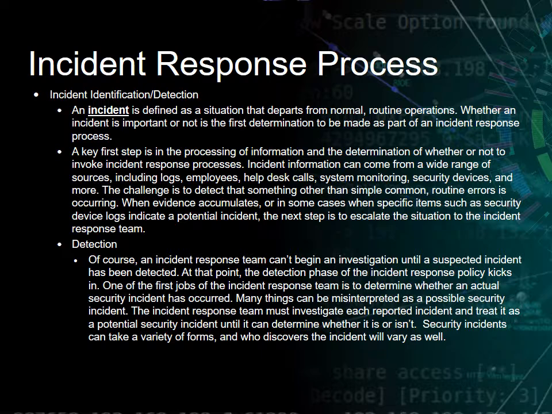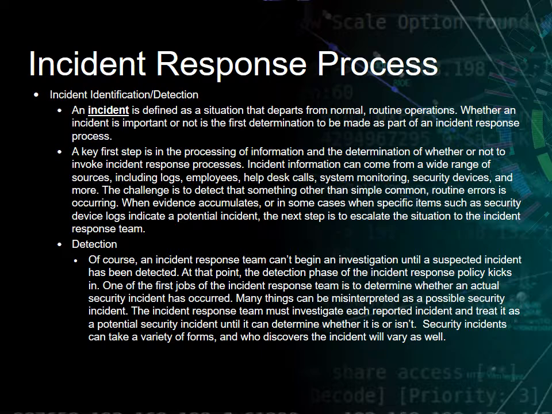Incident information can come from a wide range of sources, including logs, employees, help desk calls, system monitoring, security tools, and more. The challenge is to detect that something other than the simple common routine errors is occurring. When evidence accumulates, or in some cases when specific items such as security device logs indicate a potential incident, the next step is to escalate the situation to the incident response team.